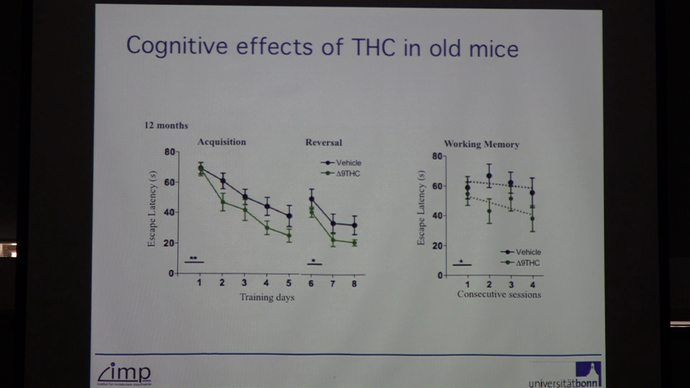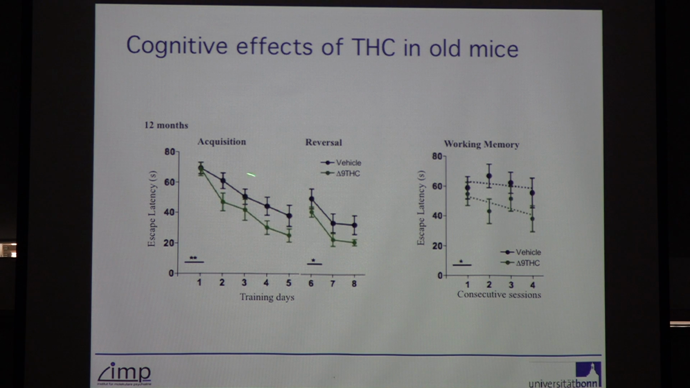So what happens to the old mice? The opposite. Now in old mice, CB1 signaling enhancement by THC improved the acquisition, so they learned the task faster, they did better in the reversal phase in the task, and they also performed much better in the working memory test. So this has a completely opposite effect in the two age groups.